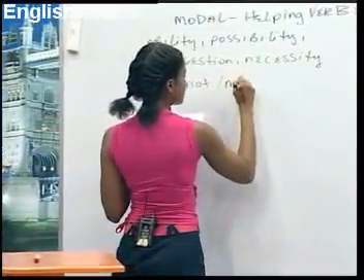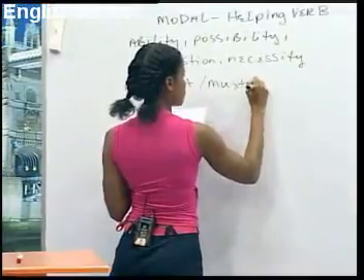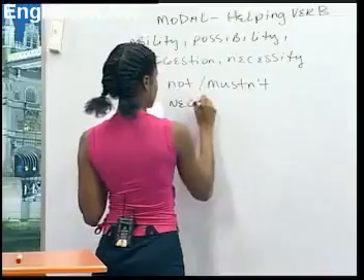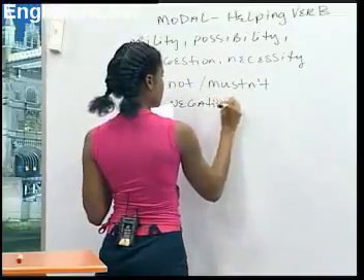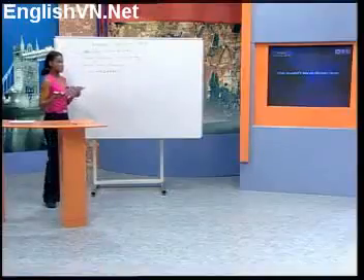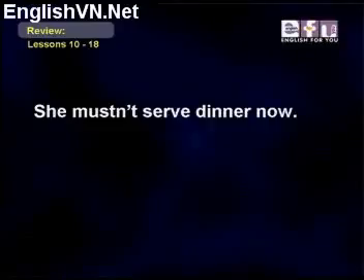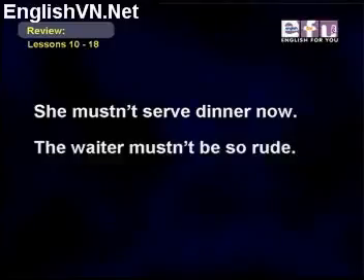Now, we can use must not or mustn't for negative sentences. Okay, for example, she mustn't serve dinner now. Or, the waiter mustn't be so rude.